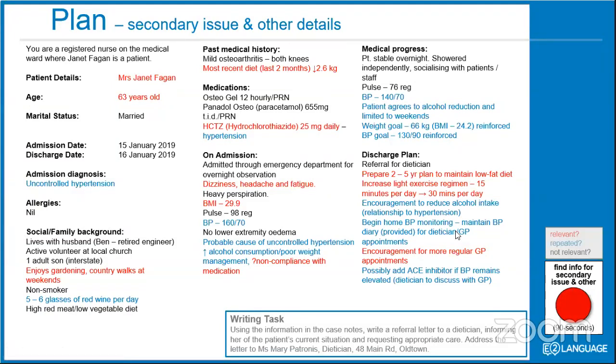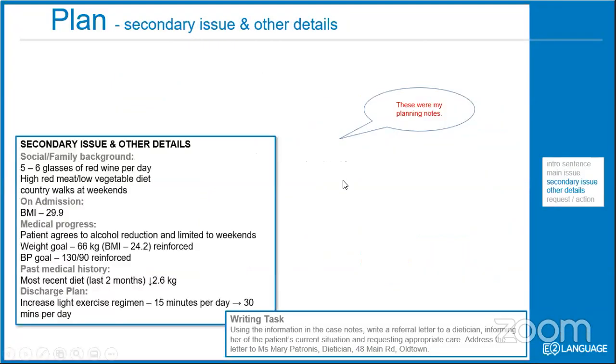Nice. And thank you very much for your observations. Let's see. This is what I've got. Secondary issue and other details are as follows. We've got social family background, 5 to 6 glasses of red wine per day. I'm sorry that was not highlighted in red color in the notes. I'll rectify that afterwards. High red meat, low vegetable diet, country walks at weekends.